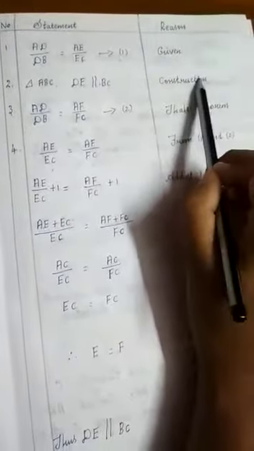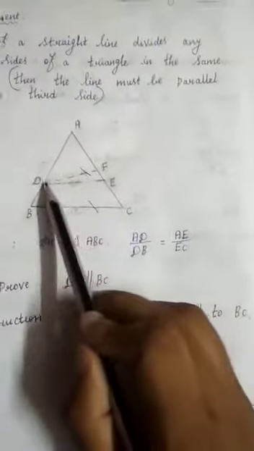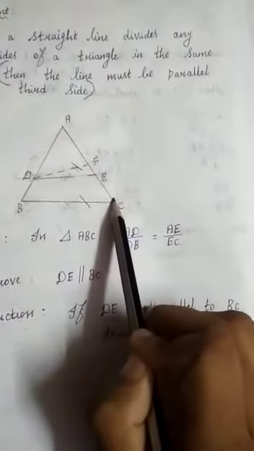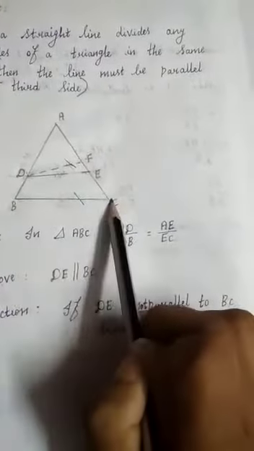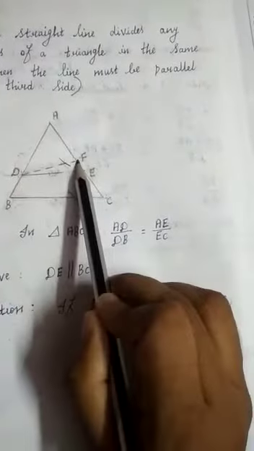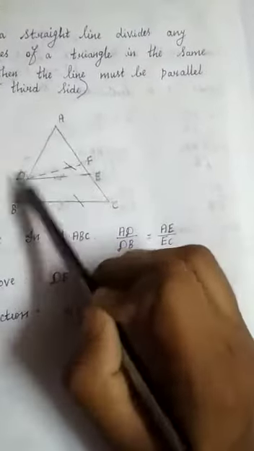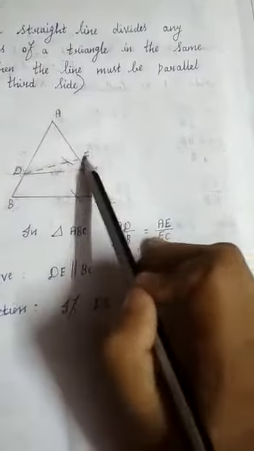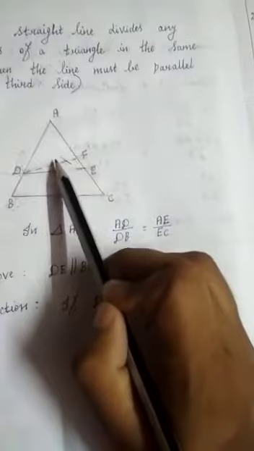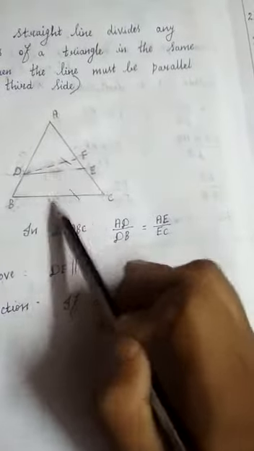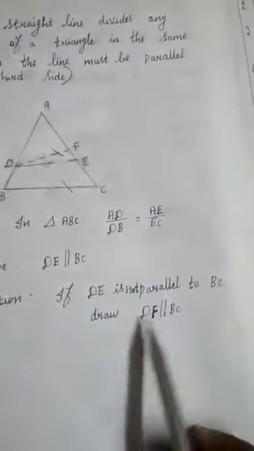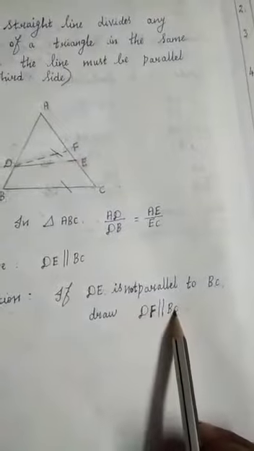Okay, so the next one, I know that using the BPT theorem, this line and this line are parallel. So DF is parallel to BC means the line DF divides the other two sides in the equal ratio. Then how will you write? AD divided by DB is equal to AF divided by FC. Already we have seen this in the BPT theorem. Using that theorem, these two lines are parallel, as already taken: DF is parallel to BC.